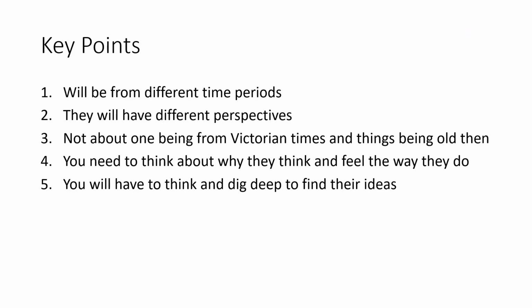Now, here are some key points for you to be very, very clear about this paper. Both texts will be from different time periods. So you'll probably have one modern and probably one 50, 100 years ago. They will have different perspectives. You could have a male perspective or a female perspective. You could have a parent's perspective and a child's perspective. But there will be something about these two texts and the writers that's a difference, and that's what you've got to look out for.